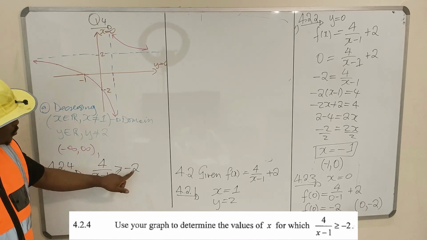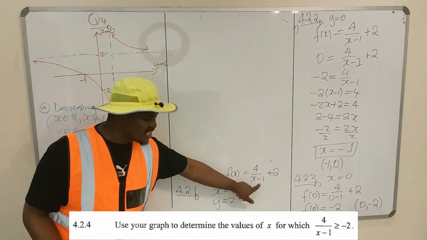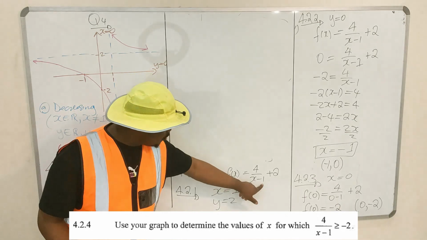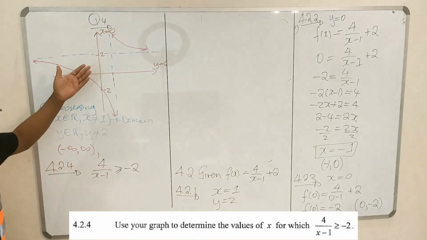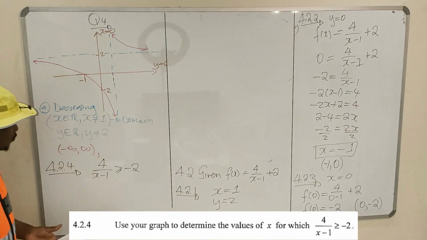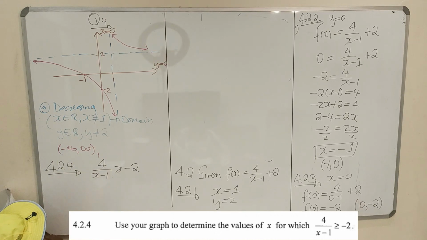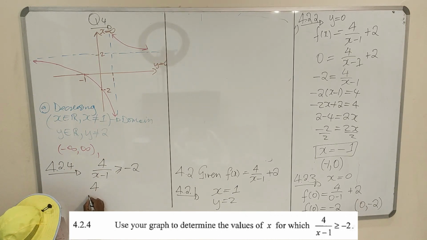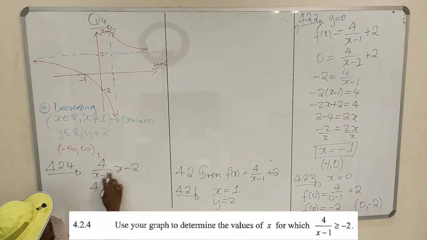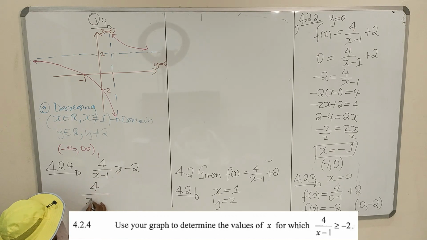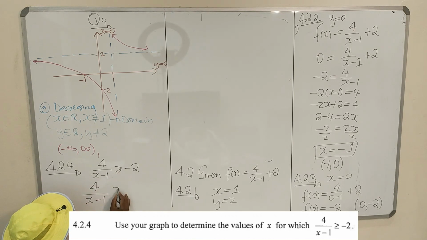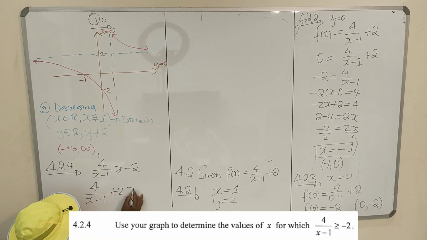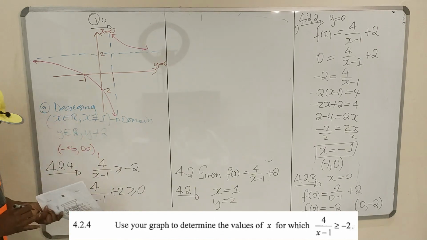So now what you do, you should take this 2 back so that it looks similar to that. Once it looks similar to that, which means it is your graph. So I transpose this back. So you have 4. This statement is equivalent to what? 4 over x minus 1 plus 2 to be greater or equal to 0.